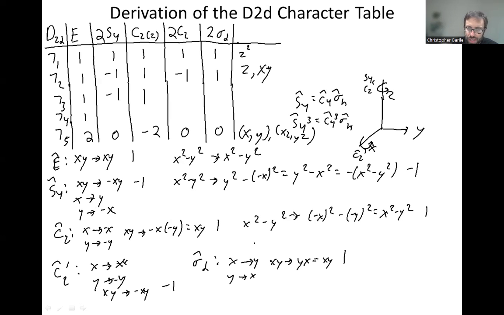So 1. And then if we do C2 prime, well, x went to x, and y went to negative y.